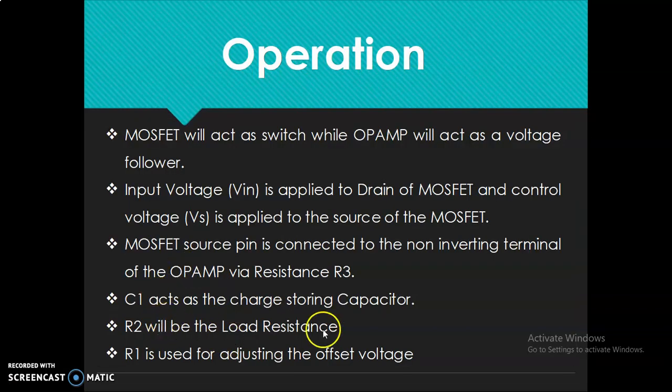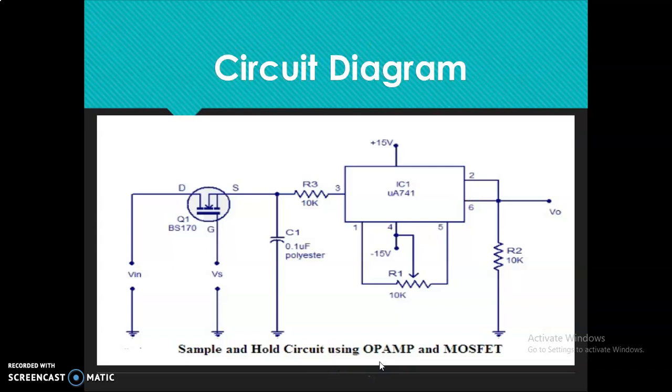R2 will be the load resistance and R1 is used for adjusting the offset voltage. This is the load resistance. As I have already explained to you, this is used to minimize the offset voltage.